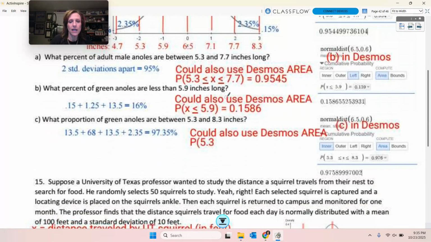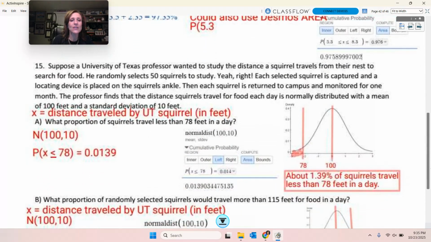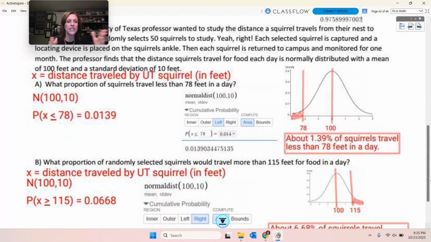And then so on. And so then this was a section that makes about 16%, and this section makes about 97.35%. Here I think it's 97.5. Interesting. Okay, I didn't finish that work on that one. All right, and so now we have these problems about the UT squirrels.